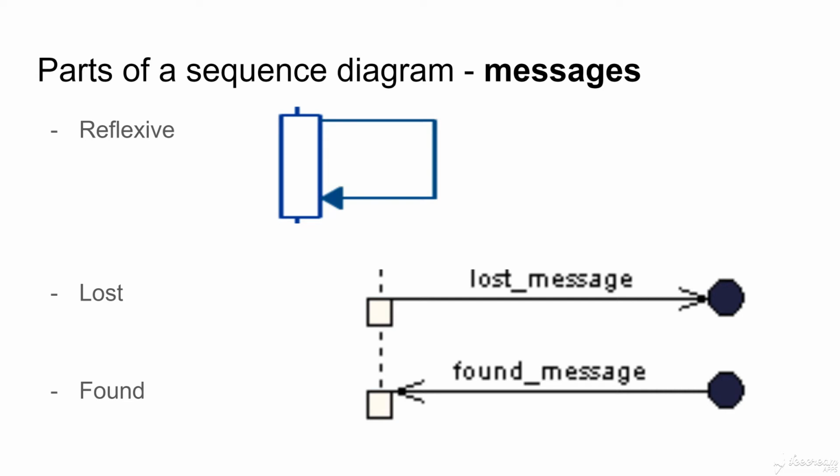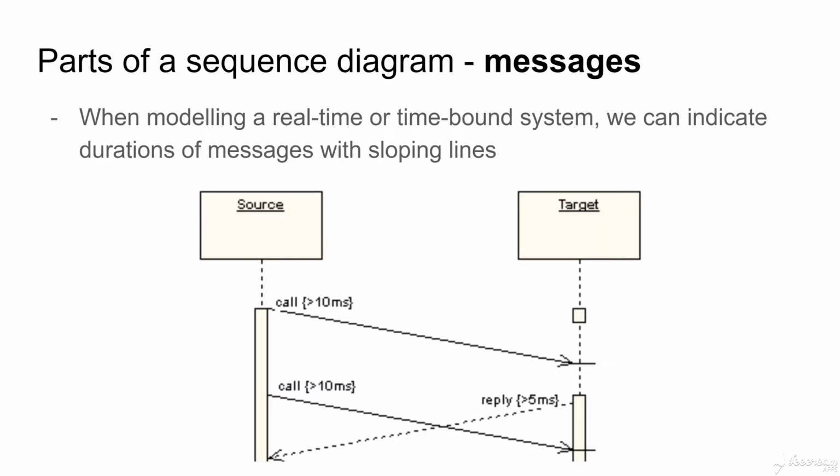We can also have reflexive messages, which imply either a recursion or one method calling another method of the same object. Sometimes messages might either get lost or appear from unfamiliar sources in context of the current diagram. Usually, in this case, the messages are exchanged with something that has not been modeled in this diagram.